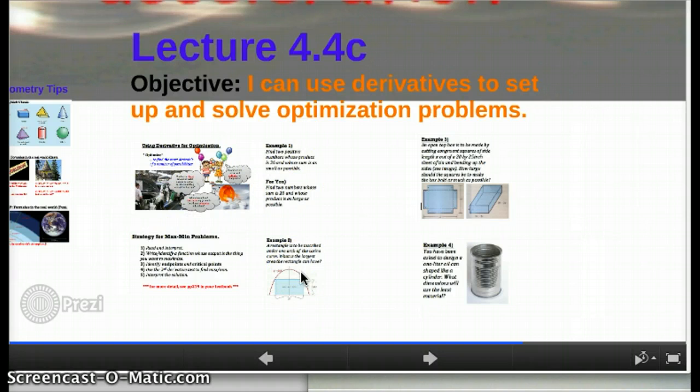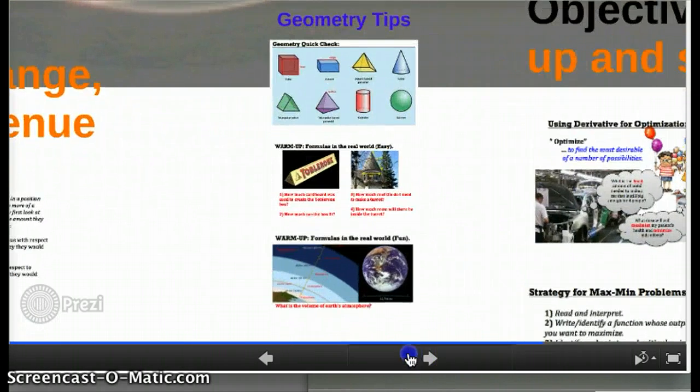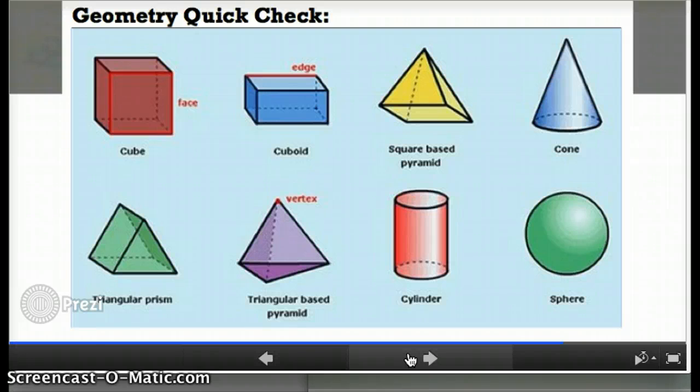But before we start today's examples, I want to briefly review some geometry tips, starting with a bunch of formulas. Can you recognize the volume formula for each of these shapes? Great. So I don't know if that was easy or hard, or if you used Google or not, but being able to recognize these formulas, where they come from, is going to be an increasingly important part of this course.